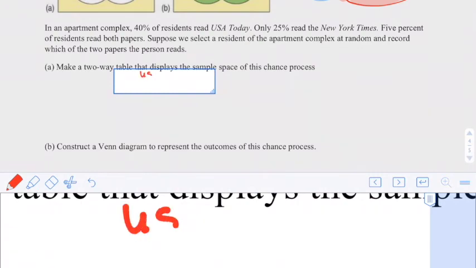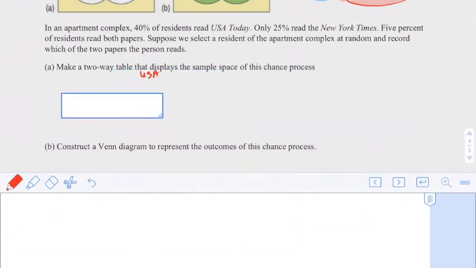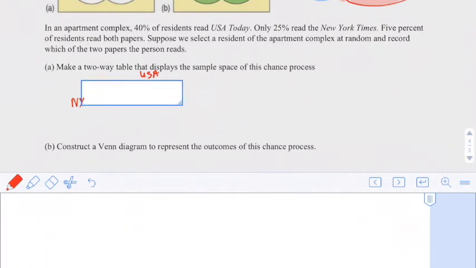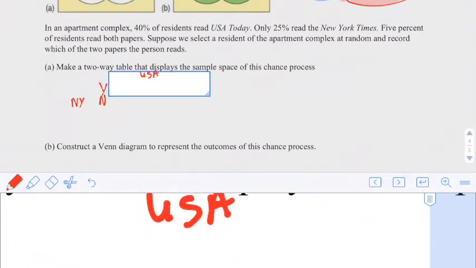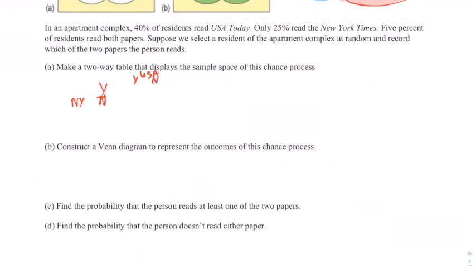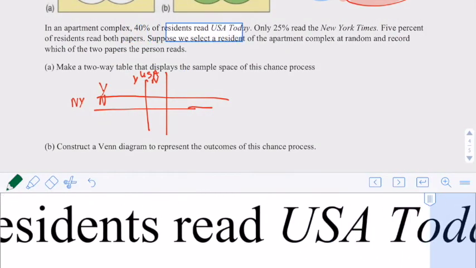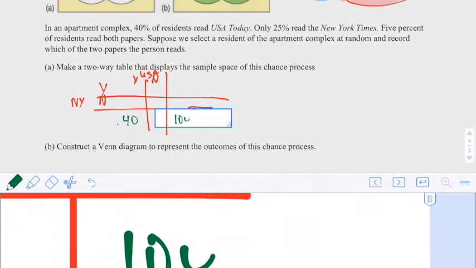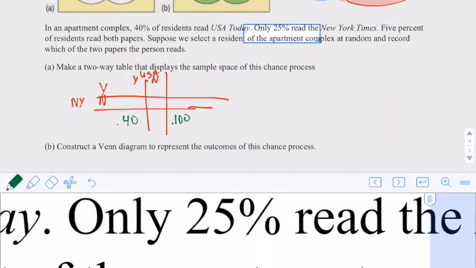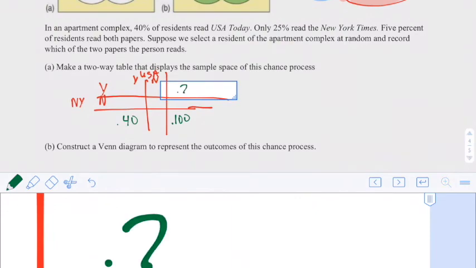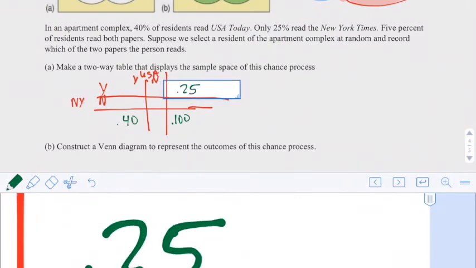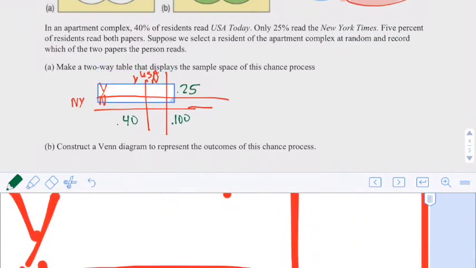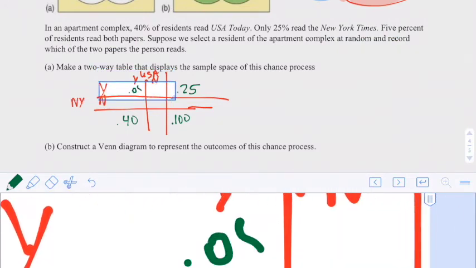So we have USA Today, and we have the New York Times. So they either read this, yes or no, or they read this, yes or no. Well, 40% of residents read USA Today, so 0.4, I'll say 40, read USA Today, and remember this is 100%. 25% read the New York Times, so 0.25. 5% read both, so they read USA Today and the New York Times, so 0.05.